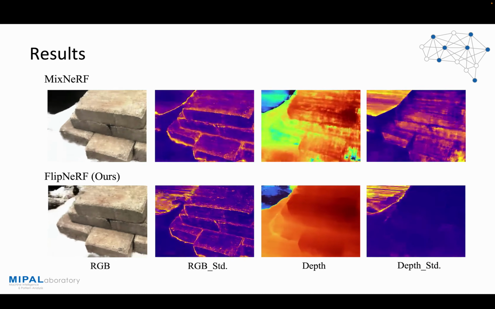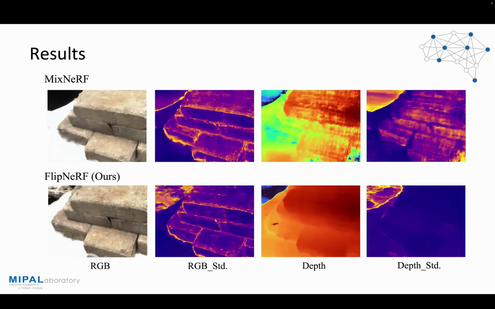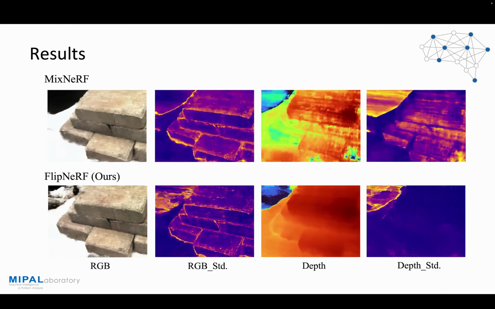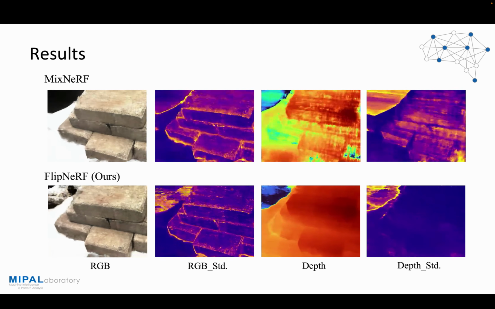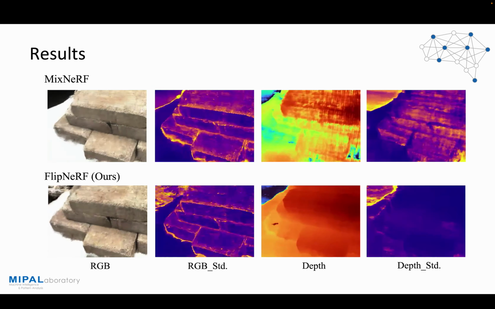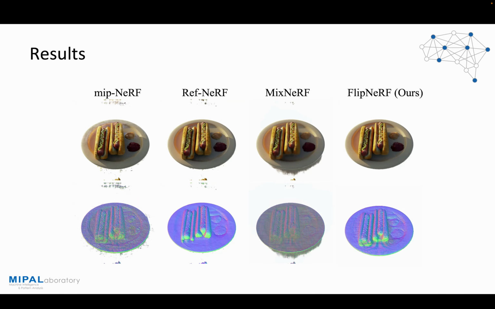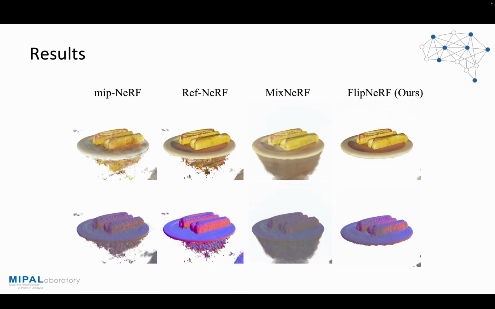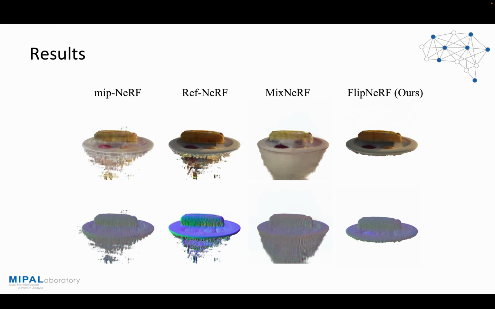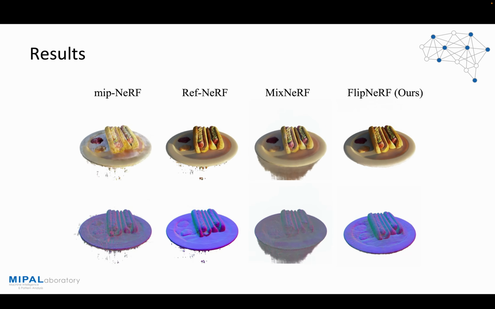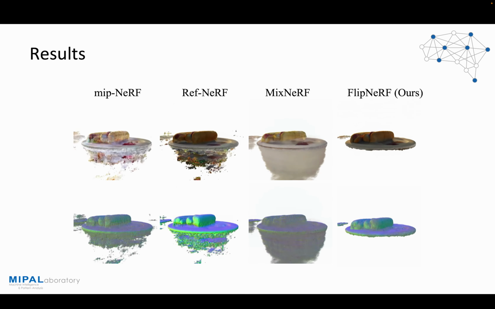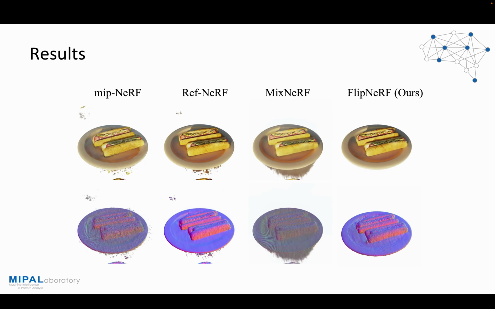Our FlipNeRF renders the images from novel views with much fewer artifacts and more accurate depth maps than MixNeRF. Considering the standard deviation of RGB and depths, our FlipNeRF is able to estimate more reliable outputs than MixNeRF. Here are the comparisons with other baselines. Noticeably, our FlipNeRF estimates more accurate surface normals than other baselines, leading to the performance gain with better reconstructed fine details from limited input views.